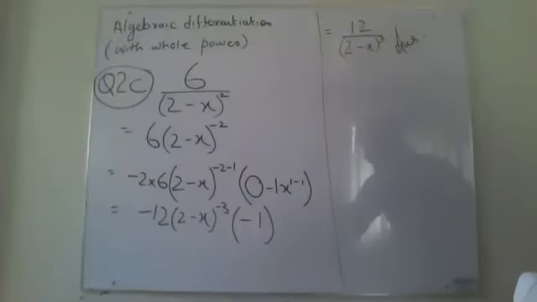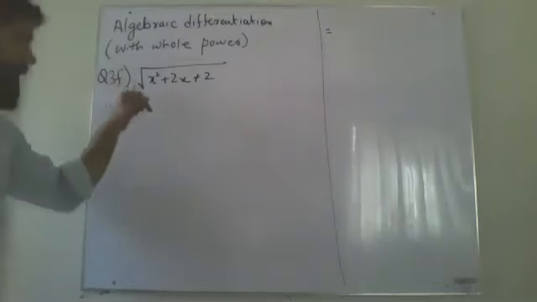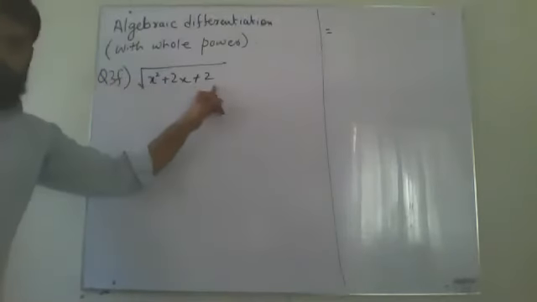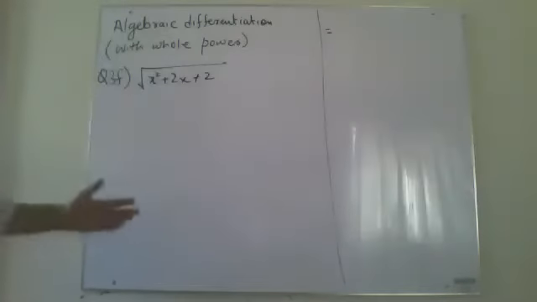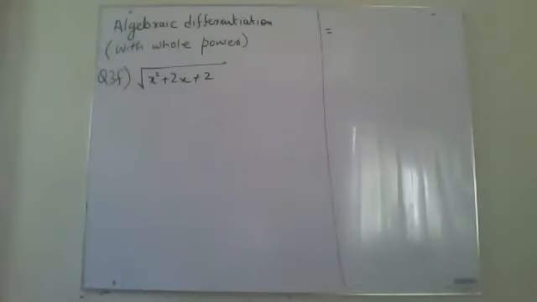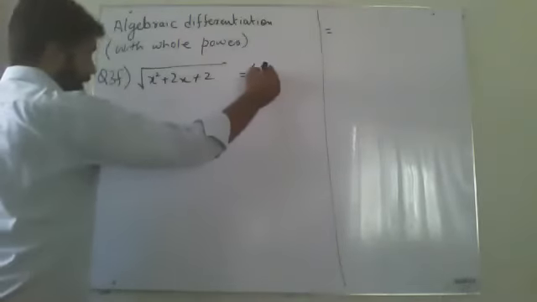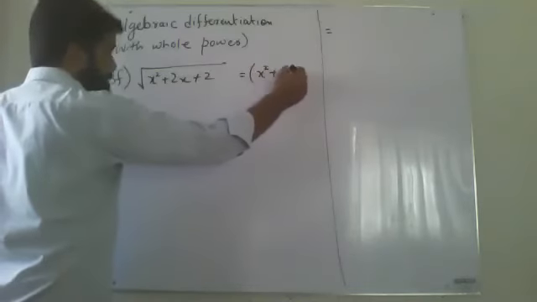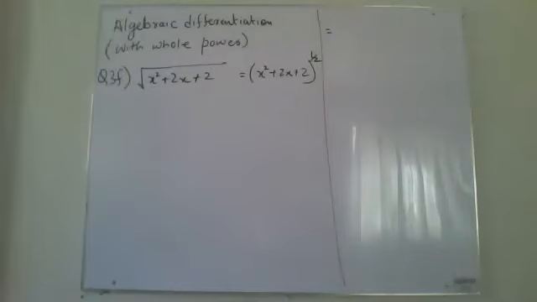Anything not clear to you guys, you can ask. This is my new question: under root x square plus 2x plus 2, and they are telling us to differentiate this one. Okay, so what we are going to do, first of all, I will be shifting it into whole power form. So this can be written as x square plus 2x plus 2 whole power half. Okay, I have written it in whole power form.